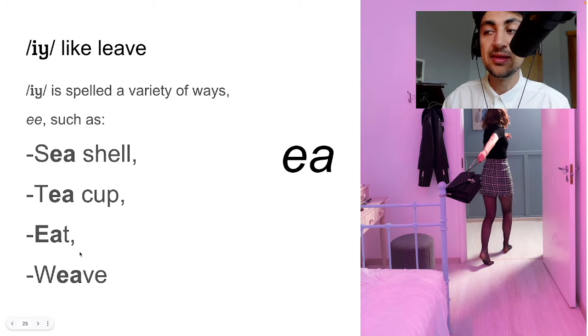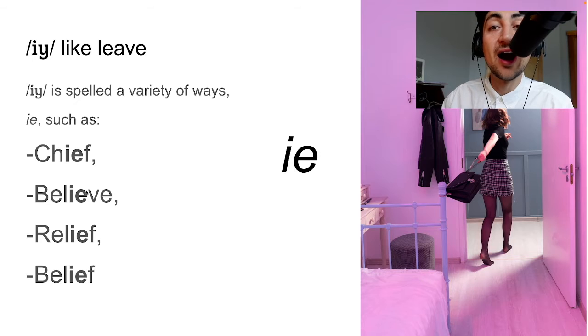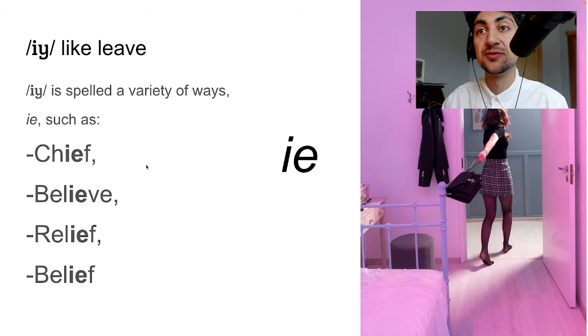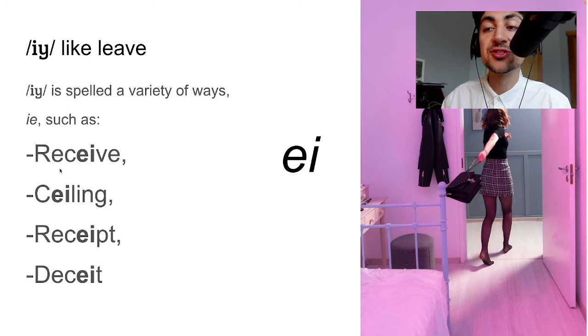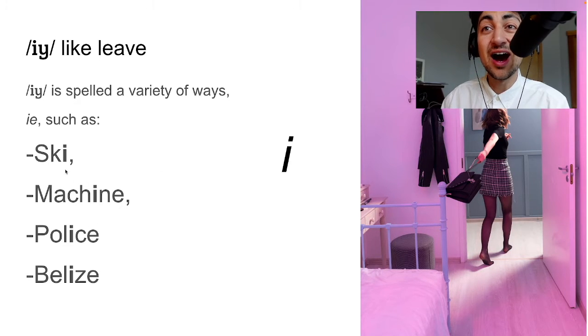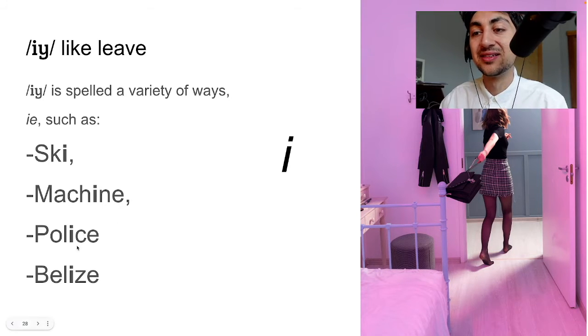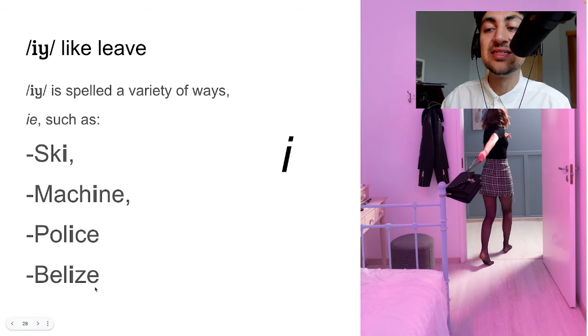Teacup, eat, weave. IE, you can pause the video and read these over. They would all rhyme with chief. Or EI, such as receive. Feel free to pause the video once again if you want to read these. Or even just an I. This is where it breaks the rules, right? We have a consonant, I here, and it still sounds like machine. I think the only thing that could maybe help is the fact that there's an E right here. I think this changes the rules if there's an E right after the consonant. So I-N-E, machine. Police. Belize. Okay.